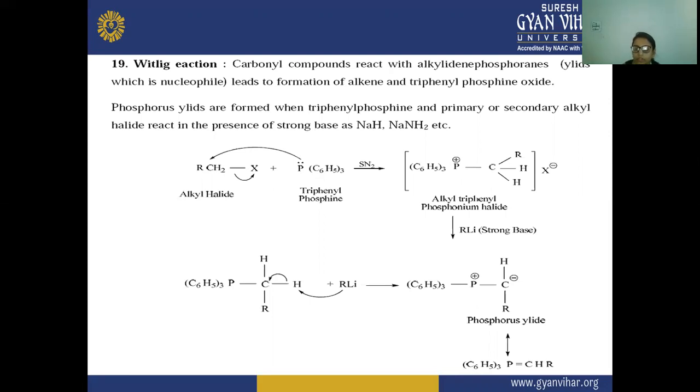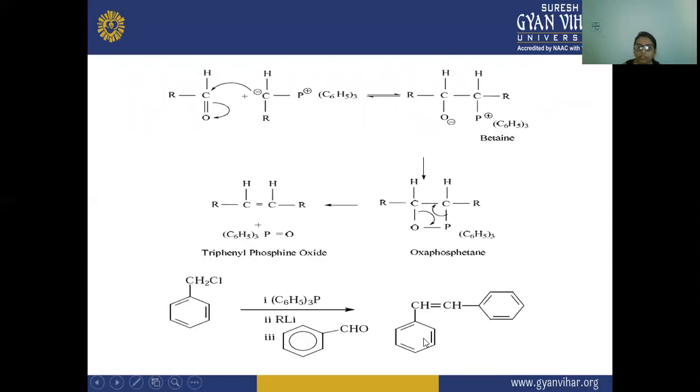there is a formation of this triphenyl phosphine, and you will see here the alkyl halides are formed when triphenyl phosphine and primary or secondary alkyl halide react in the presence of strong base, that is NaH and NaNH2, etc. So here alkyl halide is reacting with this triphenyl phosphine, and there is a formation of this alkyl triphenyl phosphonium halide, and in the presence of a strong base, there is a yield of this phosphorus ylide. This is formed, and this is reacting with this alkyl lithium, and there is a formation of this phosphorus ylide, and this is formed here. This is a Wittig reaction.